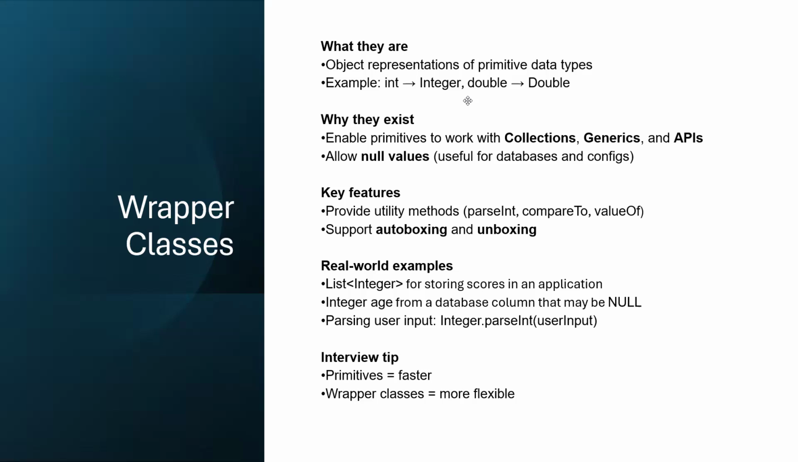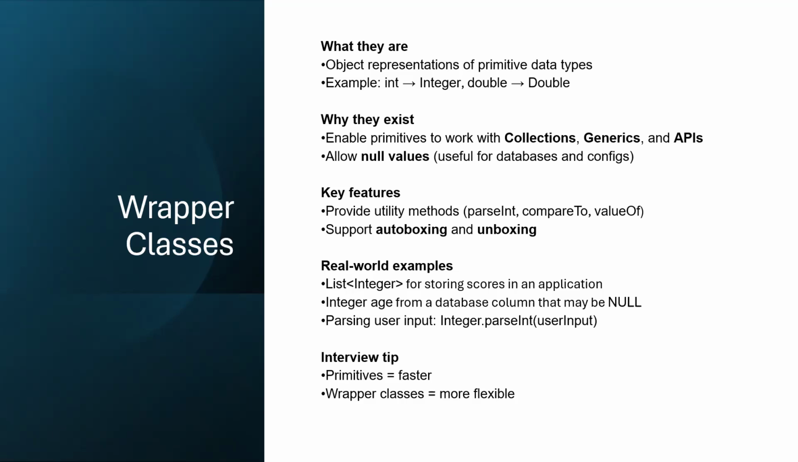So wrapper classes. So what are they? Essentially, wrapper classes are basically object representations of primitive types. A better way of saying it is they are objects that wrap a primitive value and give it functionality. Okay. So the wrapper class for int is Integer, the wrapper class for double is Double, and so forth.